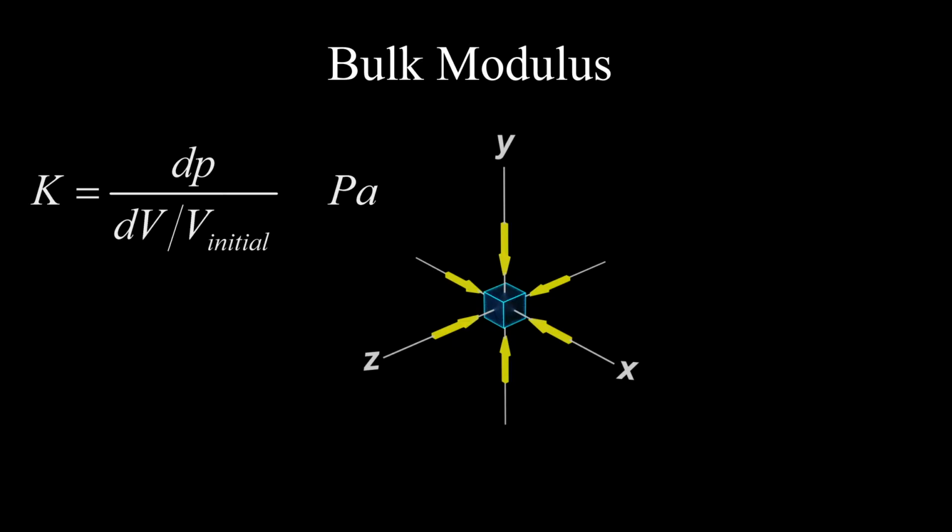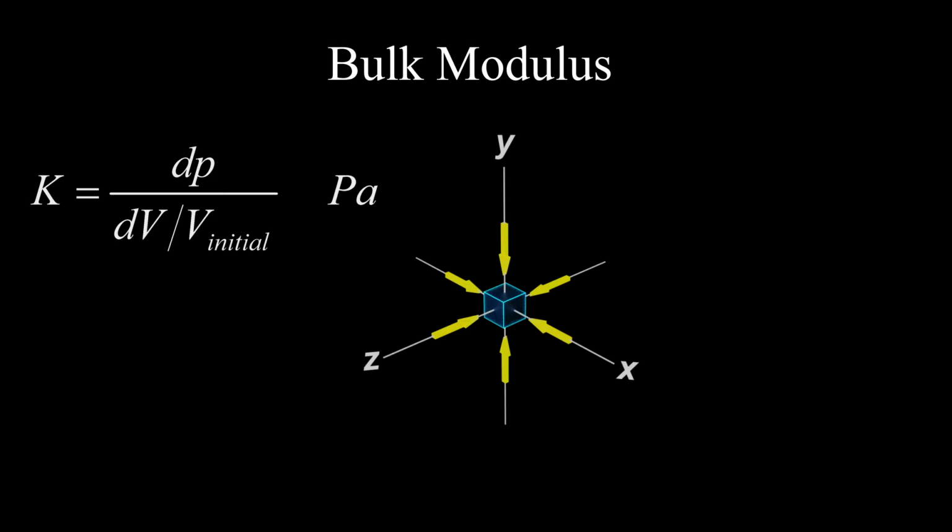Bulk modulus is an important property of a fluid because it determines the speed that sound can travel through the material. The higher the bulk modulus, the more resistant the material is to compression, and this allows sound waves to be propagated through the material faster.